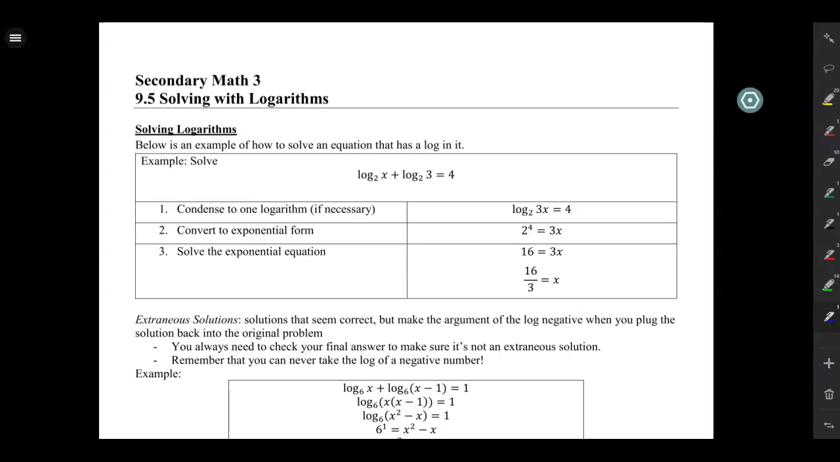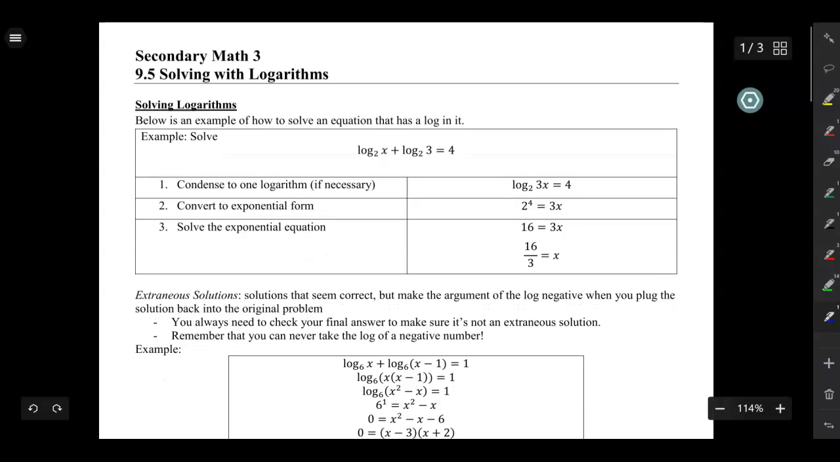Then you're going to convert it to exponential form. So that's 2 to the 4th power is equal to 3x. And at this point, we're just going to solve for x. So 2 to the 4th power is 16. 16 equals 3x. Divide both sides of the equation by 3, and you're left with x is equal to 16 over 3.